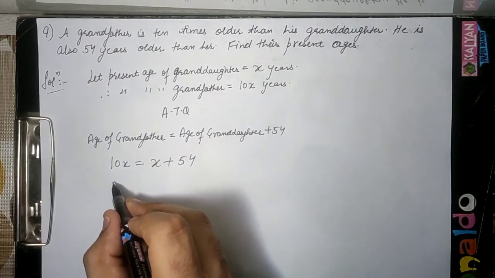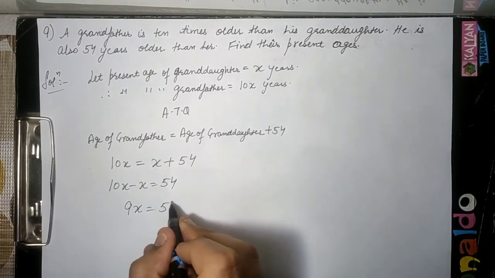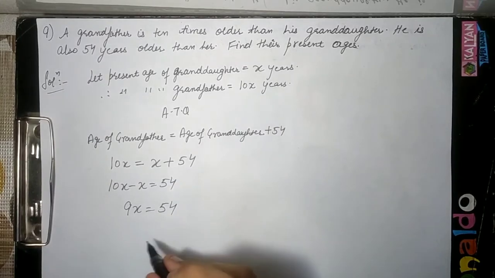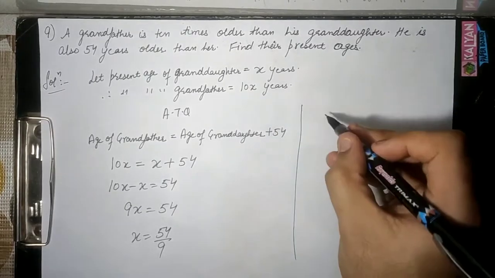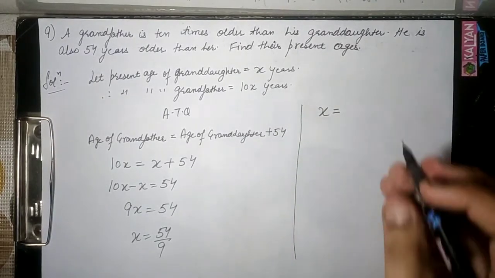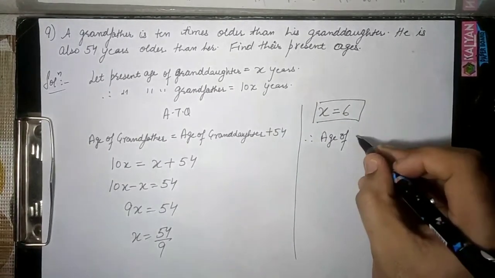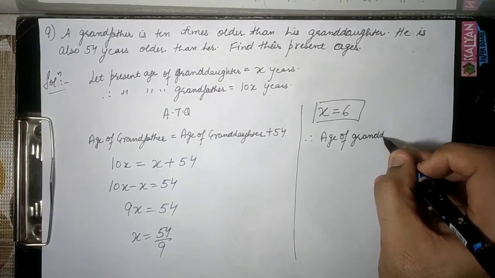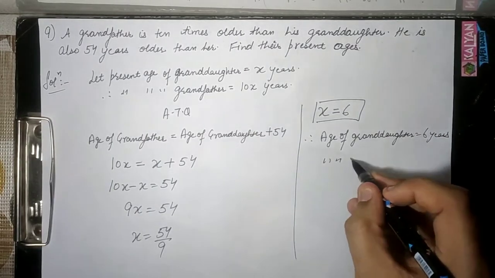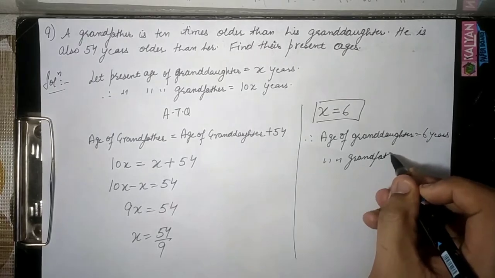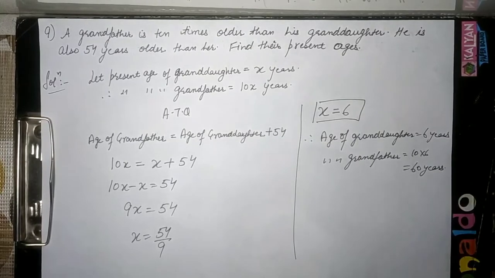This x will go on left hand side. 10x minus x is equal to 54. This will be equal to 9x equal to 54. Now this 9 will go into denominator, 54 by 9. So this x will be equal to 6. So therefore age of granddaughter is 6 years and age of grandfather, which is equal to 10x. So 10 into 6, 60 years.